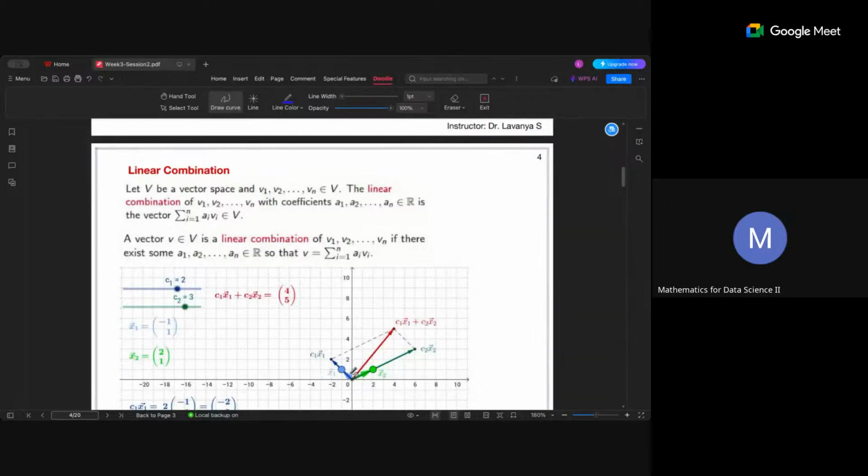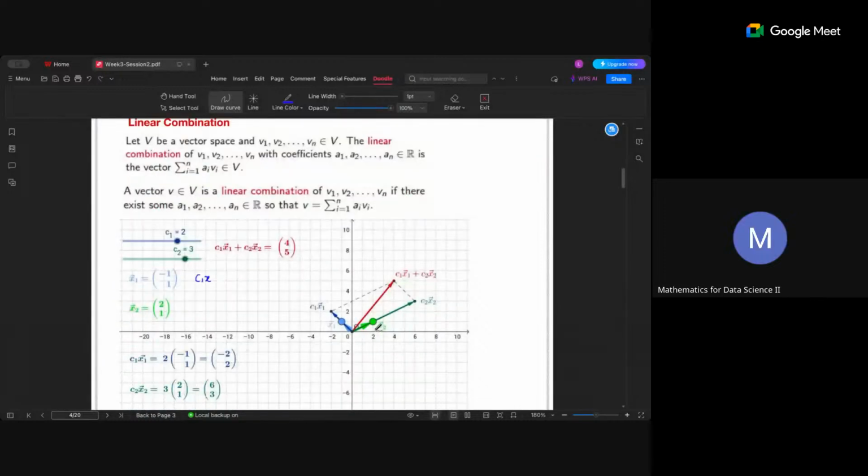Now let us try to do scalar multiplication to this. Let us say your c1 is 2. So c1 times x1 means you will get minus 2 comma 2. So it is this point. Same way, c2 times x2, with c2 as 3, means 3 times 2 comma 1. So you get this point, which is 6 comma 3, right? So this is scalar multiplication. This we already know.